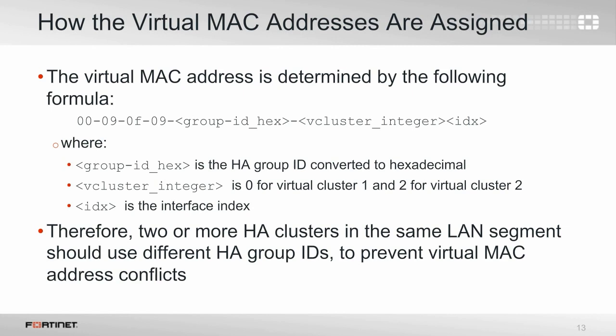The HA virtual MAC addresses assigned to each interface are determined by the HA group ID, the virtual cluster ID, and the interface index. So if you have two or more HA clusters in the same broadcast domain and using the same HA group ID, you might get MAC address conflicts. For those cases, it is strongly recommended that you assign different HA group IDs to each cluster.